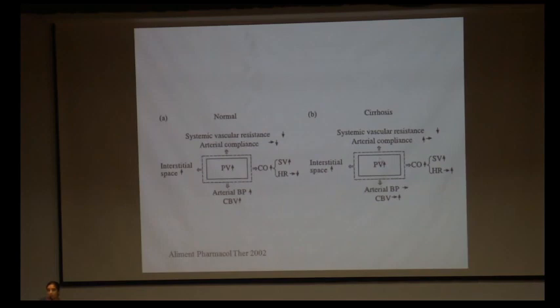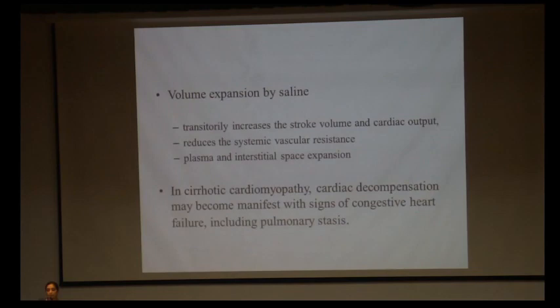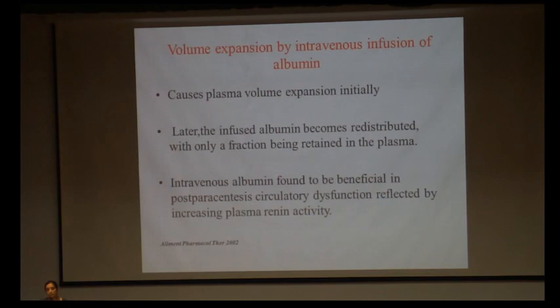And your arterial compliance, in a normal individual, usually reduces in response to plasma volume expansion, whereas in cirrhotics it goes up. So volume expansion by saline in cirrhotics transitorily increases the stroke volume and cardiac output, reduces the systemic vascular resistance, and causes a plasma and interstitial space expansion. But in cirrhotic cardiomyopathy, cardiac decompensation may manifest and we may have signs of congestive heart failure, including stasis in the pulmonary circulation.